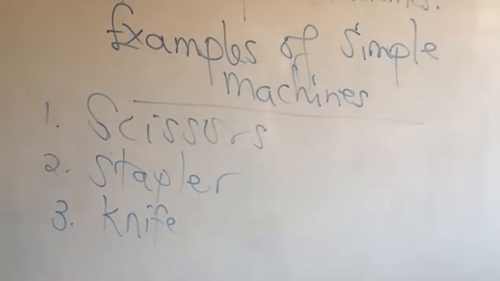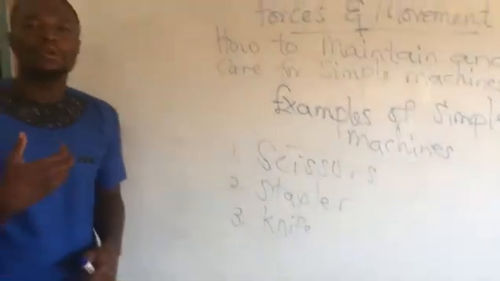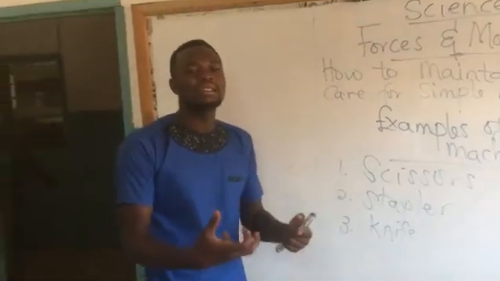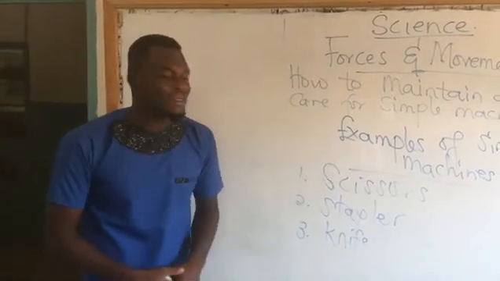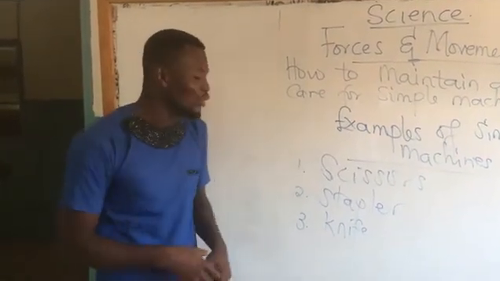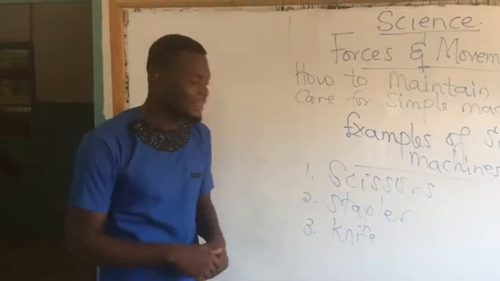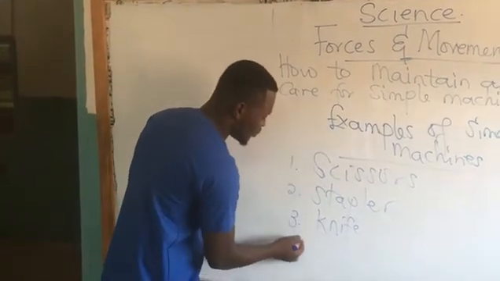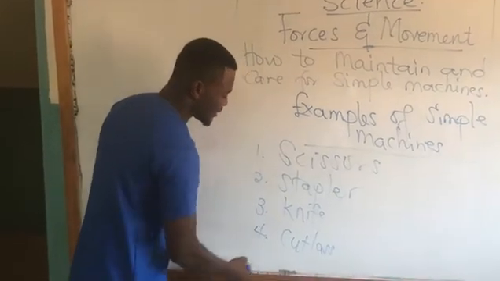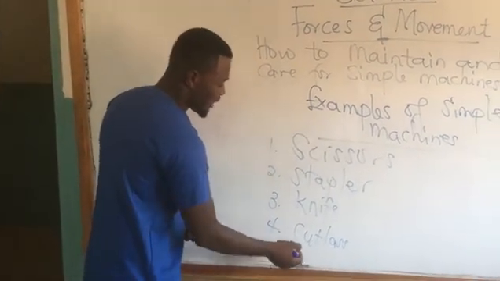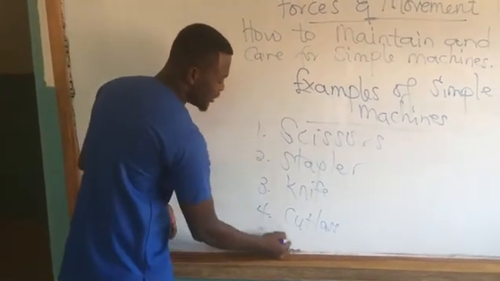And any simple machine has a way you use it, but it doesn't need any kind of expertise. You don't need to go to school to learn how to use the scissors, or you don't need to go to school to learn how to use the knife. I get it. So we have the knife. Likewise, we have the cutlass, the cutlass as a simple machine.